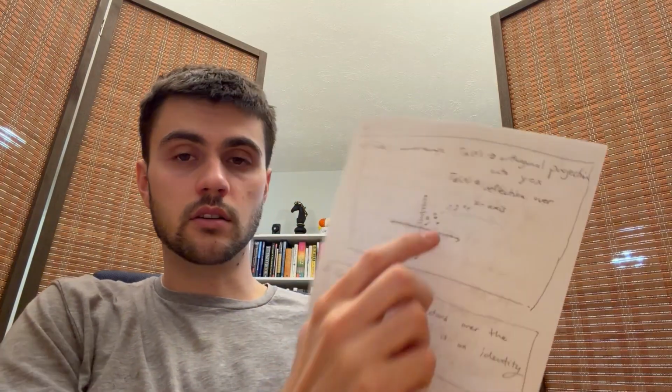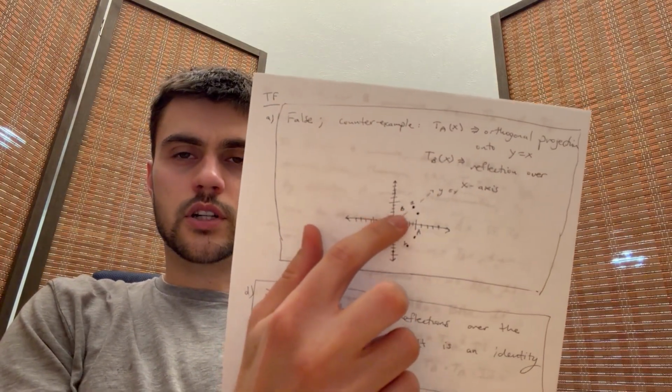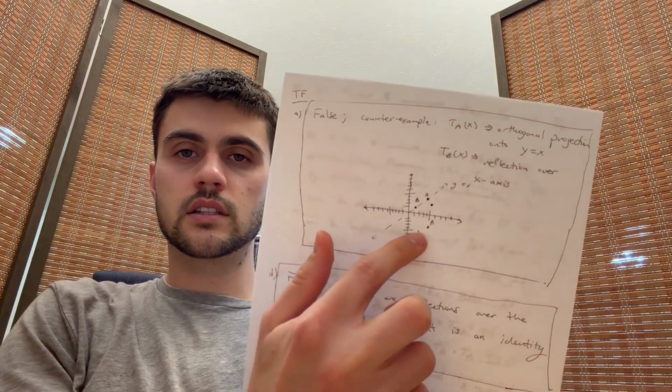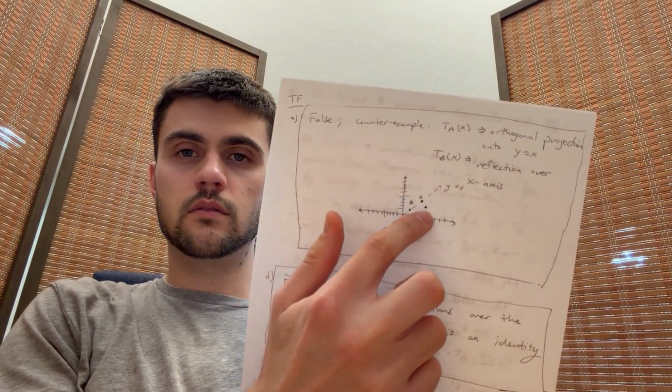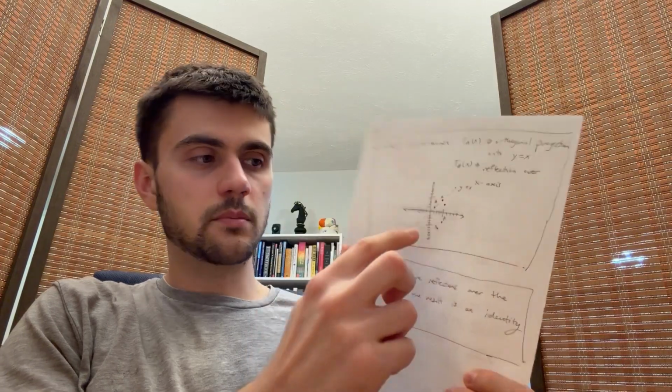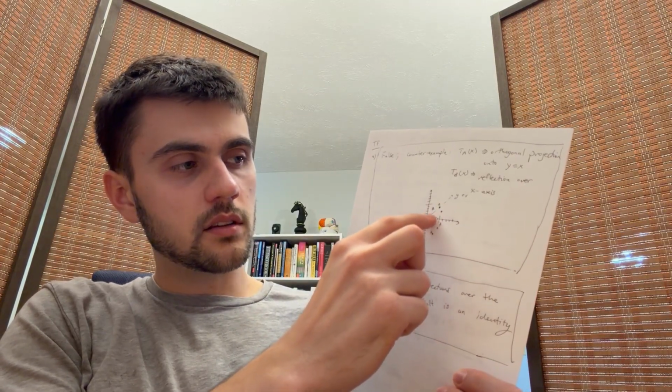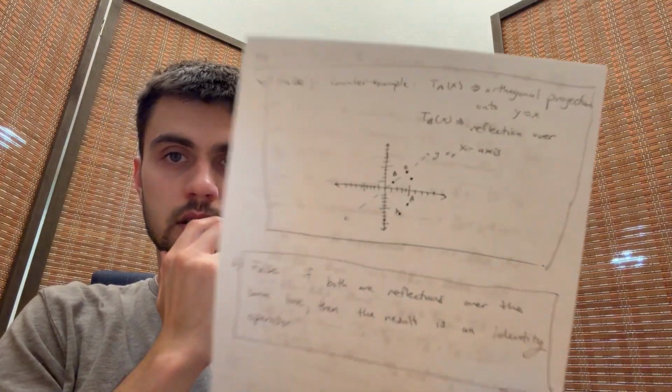No, and then I just gave a counterexample of orthogonal projection onto the line y equals x, and then a reflection over the x-axis. Both starting at this point, one point ends up being here, and the other point ends up being here. So they're not the same endpoints.